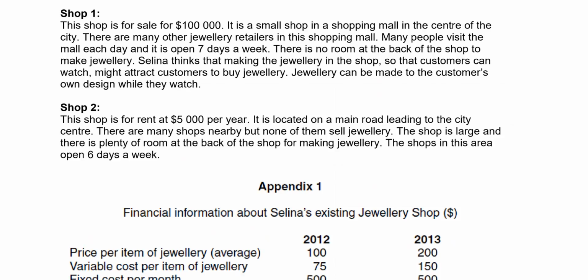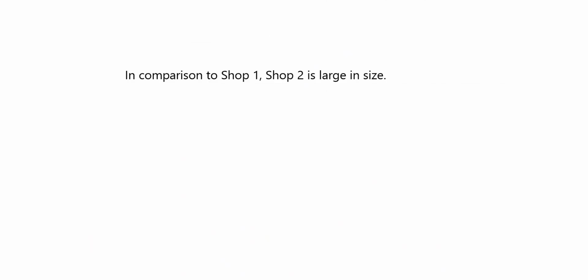My main point, my main advantage, I've decided is going to be the shop size. And the reason why I'm picking that is because it links to the counter argument for shop one. So I think it flows at a much smoother rate. So let's have a look at it. So my main point is, in comparison to shop one, shop two is large in size.